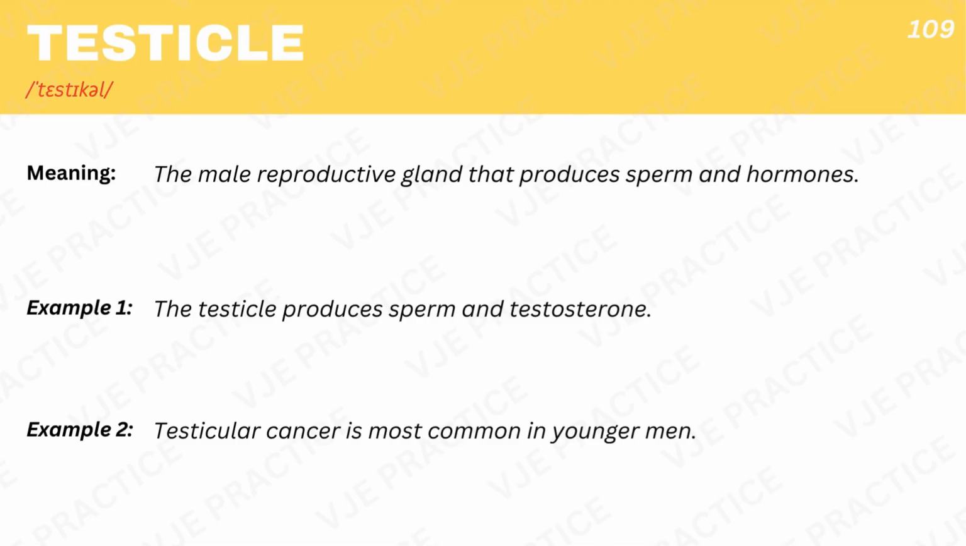Testicle, the male reproductive gland that produces sperm and hormones. Example 1. The testicle produces sperm and testosterone. Example 2. Testicular cancer is most common in younger men.